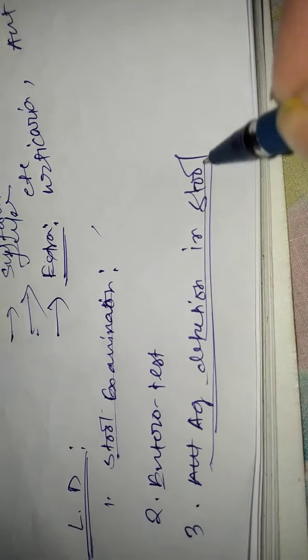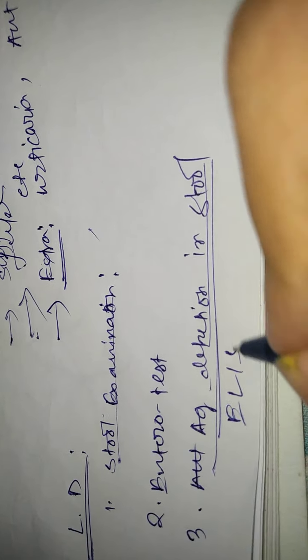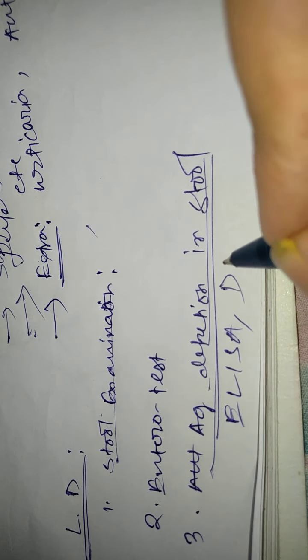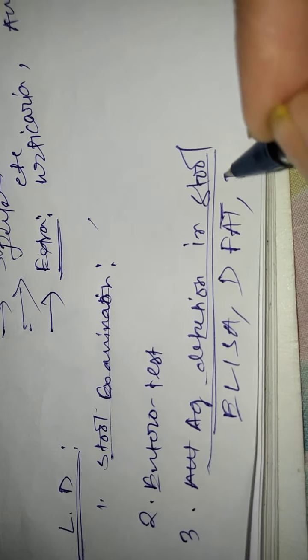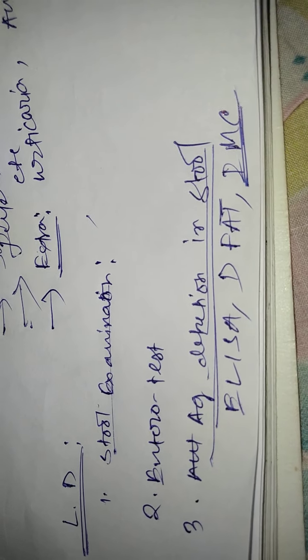Now the third one is antigen detection in the stool. For antigen detection we can go for ELISA, right? Or we can go for direct fluorescent antibody testing, etc. We can also do immunochromatographic test, right?